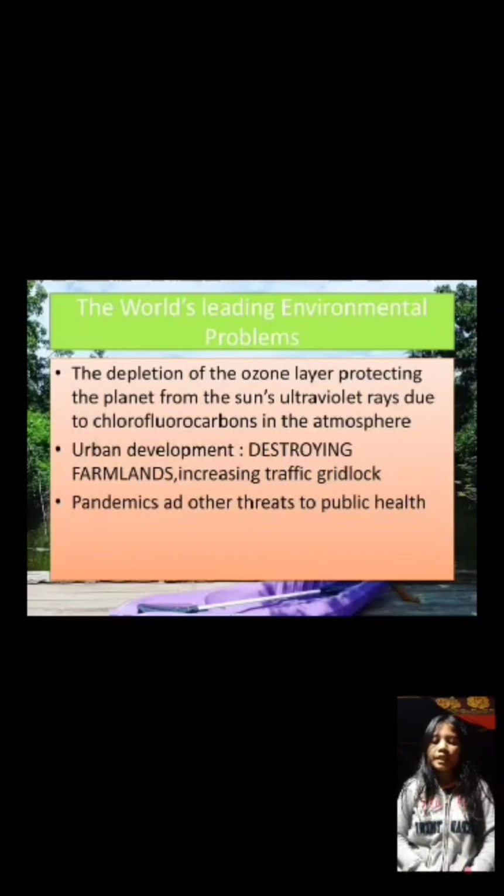And the next one is the industrial and community garbage flowing into underground water tables, rivers, and seas, thus polluting water supplies. And the last one is the pandemics and other public health concerns caused by waste contaminating drinking water, filthy surroundings that serve as breeding grounds for mosquitoes and disease-carrying rodents, and pollution.